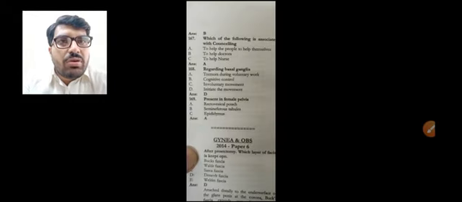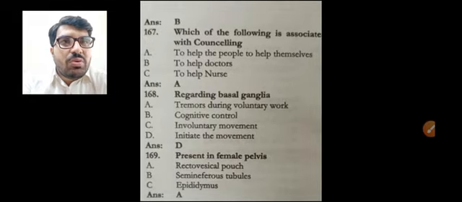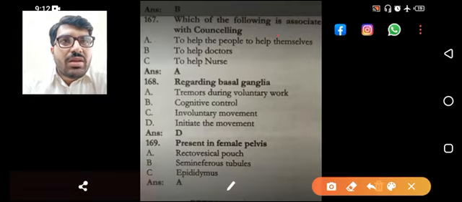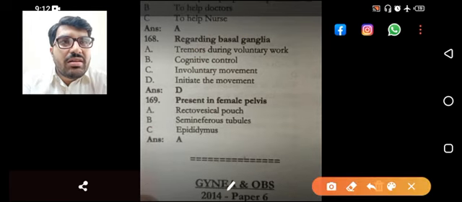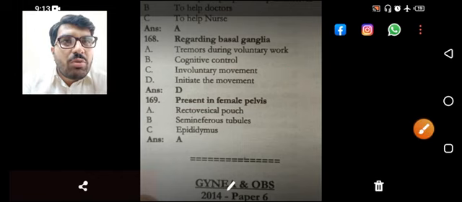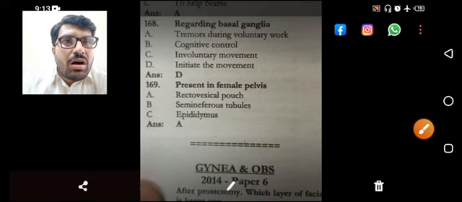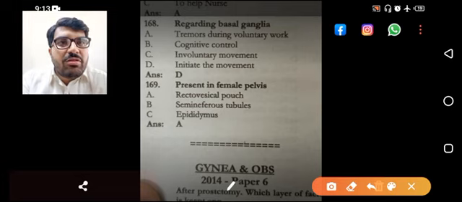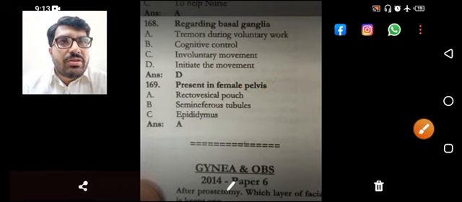I think we are left with only 3 MCQs. Which of the following is associated with basal ganglia? Start movement and stop movement. Initiate the movement and stop movement. Which is present in the female pelvis? The rectouterine pouch. So this paper is finished. Thank you for watching.